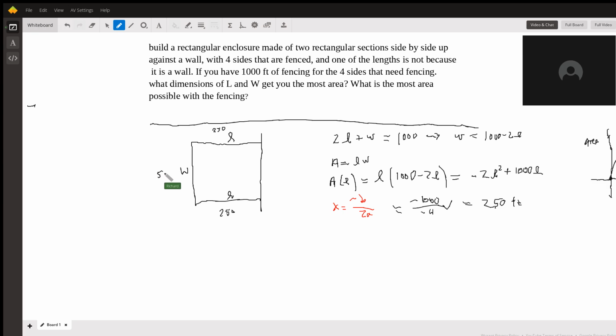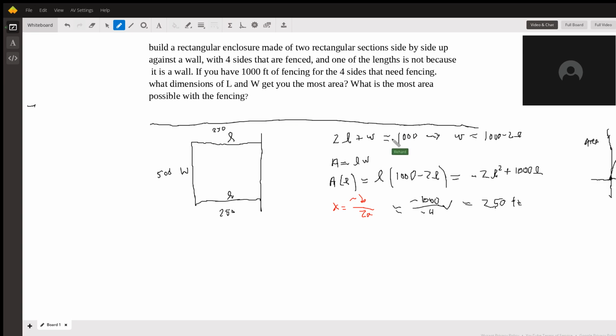and 500 here because we have 1,000 feet of fencing that we can afford to buy. And that's our answer for the length and the width, the best length and the best width. 250 length, 500 width.